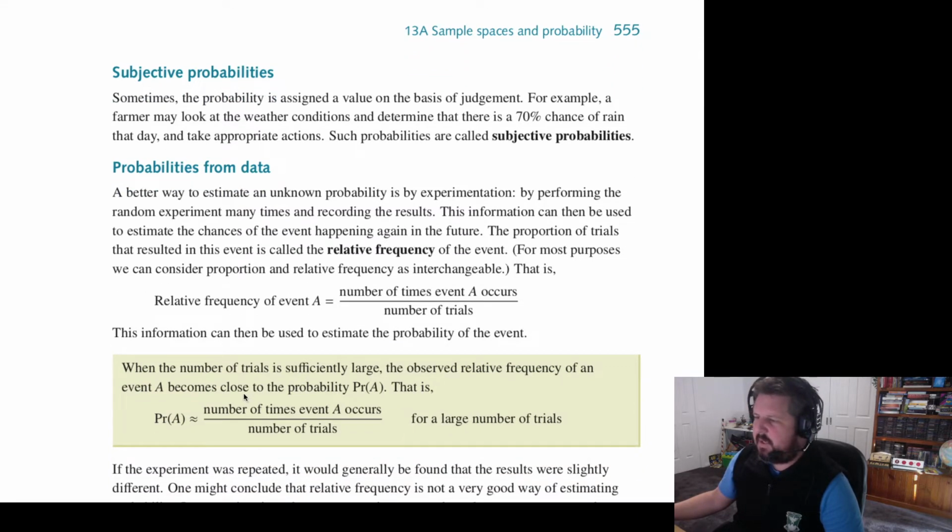And so again, when you have a sufficiently large number of trials, the more you do, the more accurate this is going to become. So it's saying basically that the probability of an event A is approximately equal to the number of times event A occurs divided by the number of trials, where you do a large enough number of trials. You can't just toss a coin 3 times and go, okay, this is enough data. The more times you do that, the better.